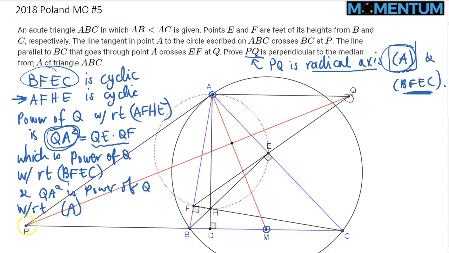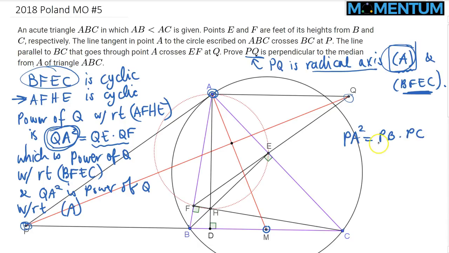By a similar token, we can also show that P is in such a position. It's on the radical axis of these two circles. Well, first of all, the power of point P with respect to circle A is just PA squared. But if you focus on the circumcircle of triangle ABC, because PA is tangent to that circumcircle, PA square is also equal to PB times PC. So let's write that down. PA square is equal to PB times PC.